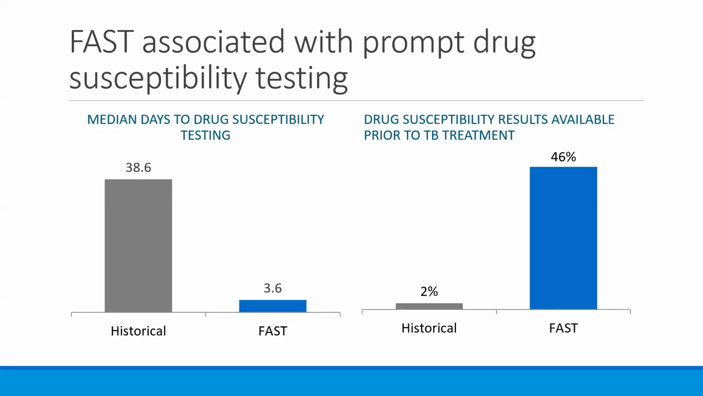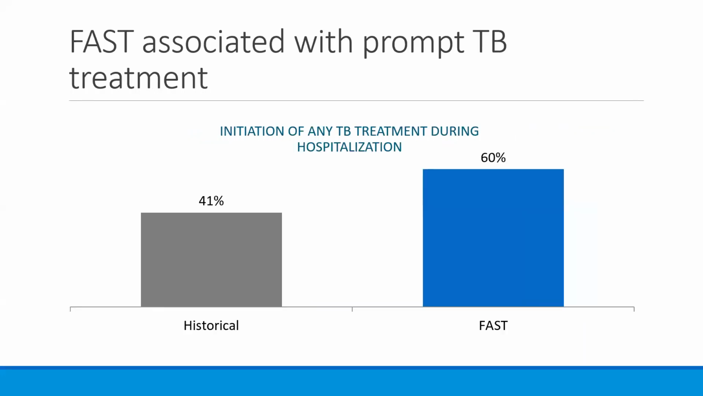We also found that the DST results were much more likely to be available at the time that TB treatment was initiated during hospitalization in the FAST cohort, which is critical for making an informed choice about effective treatment. Our analysis also showed that patients diagnosed with FAST in the prospective cohort were more likely to initiate TB treatment while they were hospitalized compared to the historical controls. This is obviously important because it's this initiation of treatment that we believe decreases infectiousness. The length of hospitalization in both cohorts was about the same, around 5 days. So we're seeing that patients under FAST are starting their treatment while they're hospitalized, that FAST is having an impact there.